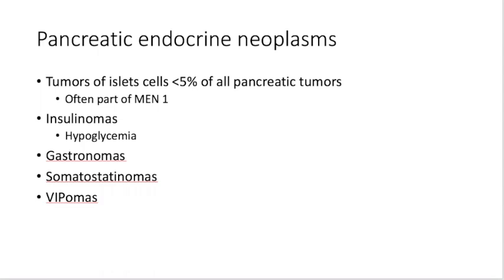The rare pancreatic endocrine neoplasms, so we can have tumors of the islet cells, we can have insulinomas, gastrinomas, somatostatinomas, and VIPomas. These are all zebras, but just be aware that these would be in your pancreatic endocrine neoplasms.